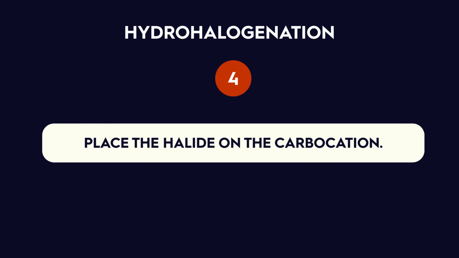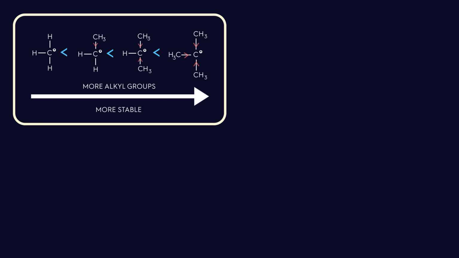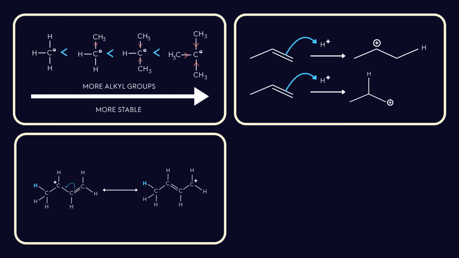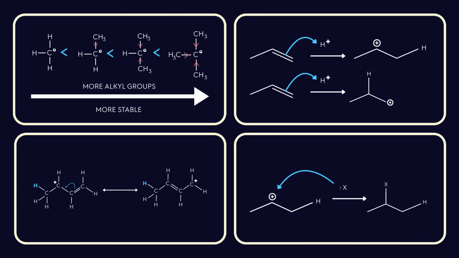Let's wrap it up. Carbocations get more stable as the number of adjacent alkyl groups increases, thanks to hyperconjugation and the inductive effect. To predict products, protonate in a way that makes the more stable carbocation. In addition, consider any resonance and watch for possible rearrangements. Finally, let the halide capture the carbocation.